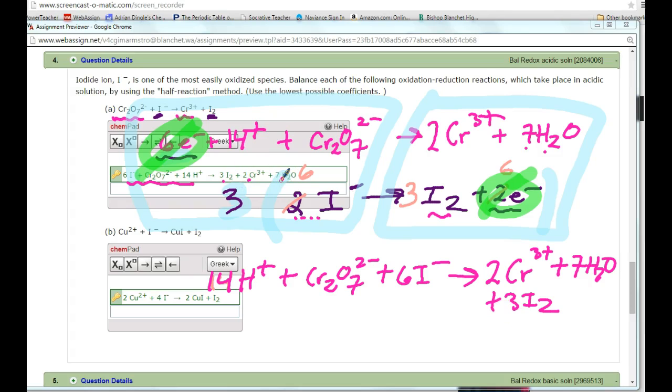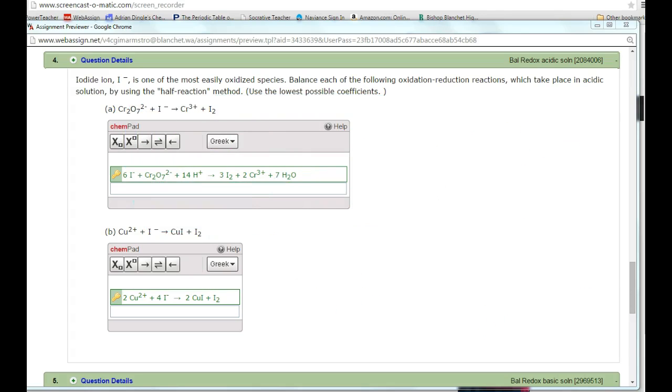And you should actually be able to check that you have the same number of H's on this side as you do on that side, the same with the other elements, and you should be able to check the charge. The charge on the left side and the right side should be equal, so you can check your work before you turn in a test.